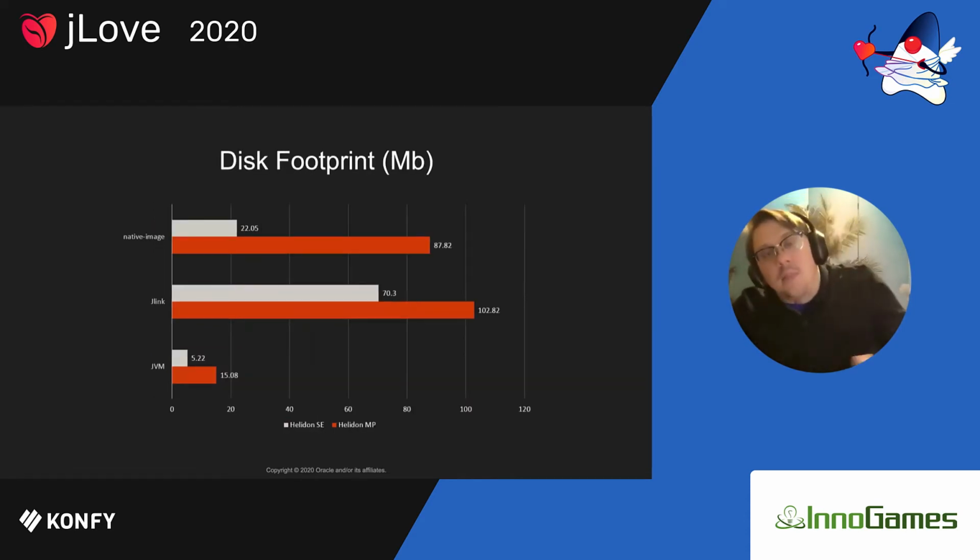And once again, the disk footprints are tiny, I would say. So native image is the application where you just start. It's always about 22 megabytes. And the artifacts built for Java are usually also less than 10 megabytes for SE, and a little bit more for MP.